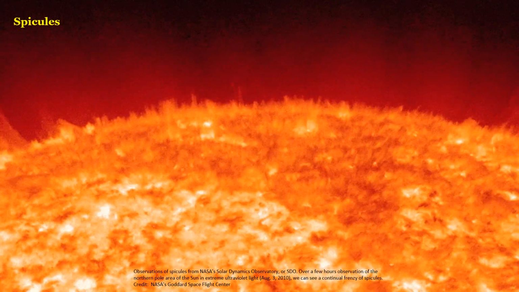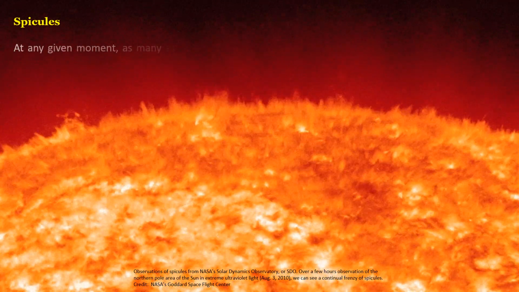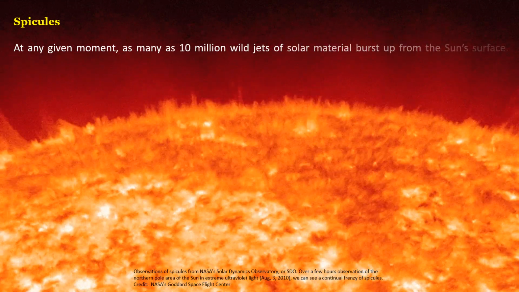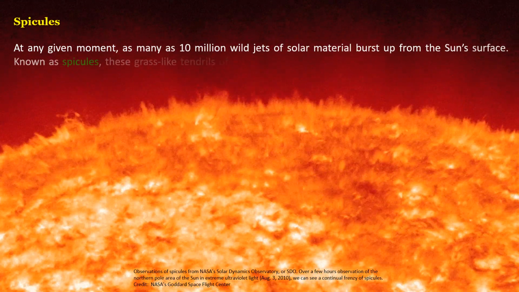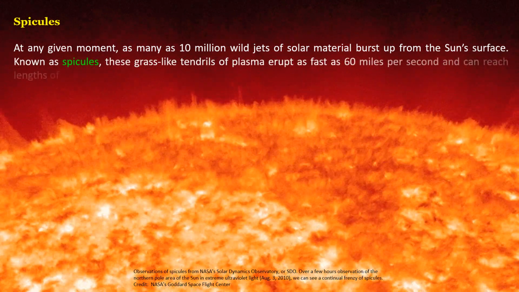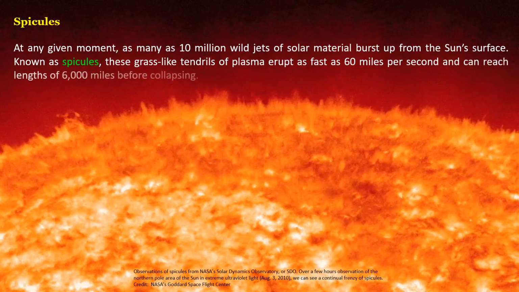Spicules. At any given moment, as many as 10 million wild jets of solar material burst up from the Sun's surface. Known as spicules, these grass-like tendrils of plasma erupt as fast as 60 miles per second and can reach lengths of 6,000 miles before collapsing.